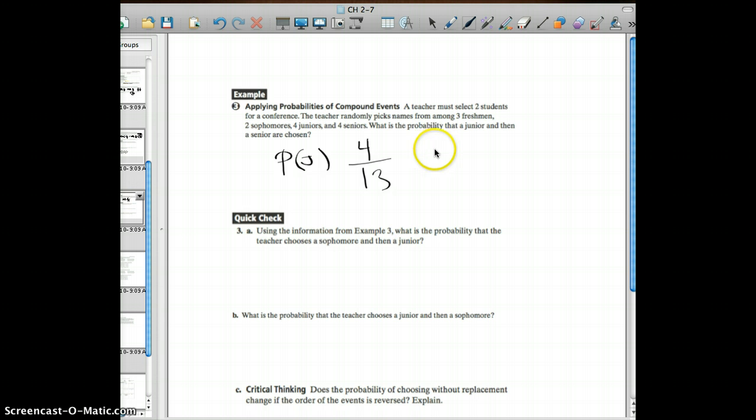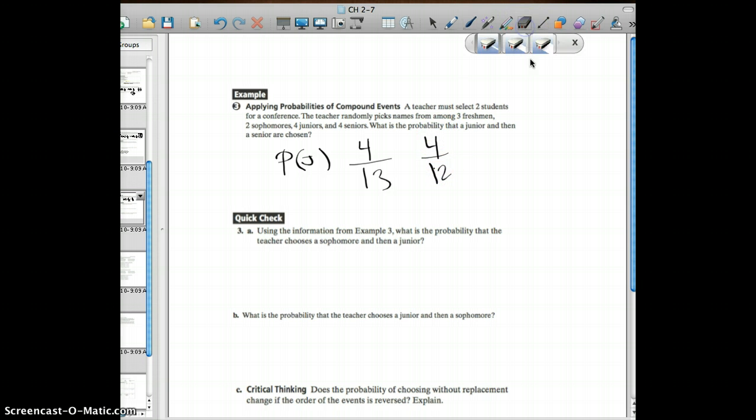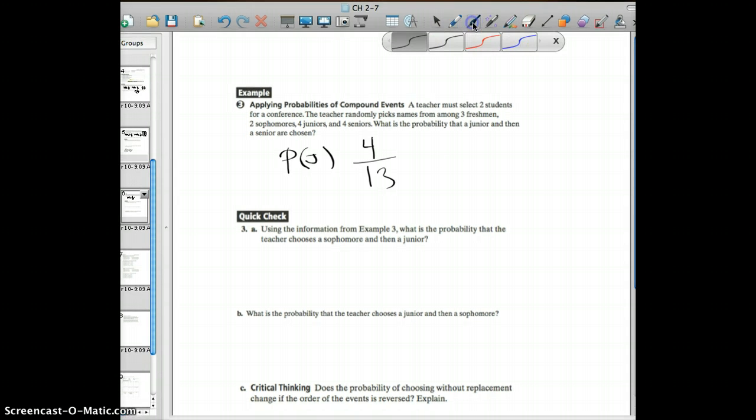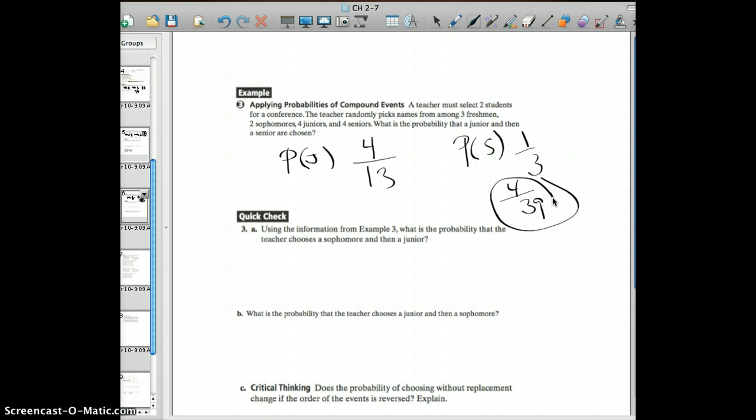And then the probability of picking a senior now. Now remember, there are 4 seniors, but we've already picked a junior. Okay, we've already picked a junior now. So we only have 4 12ths now, which reduces to 1/3. Okay, so the probability of a senior is going to be 1/3. We multiply those together and we get 4 over 39. That's the probability. Okay?